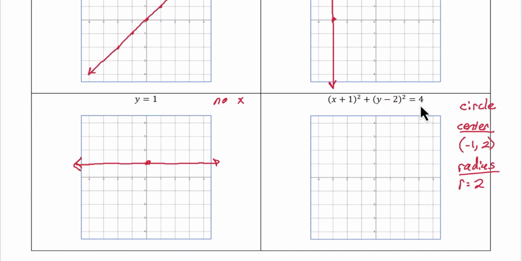To graph this, we'll start by plotting the center, negative 1, 2. And then we'll just go up, down, left, right, 2 units for the radius. And from here, we can just play connect the dots and try to draw a smooth curve. Not too bad. Doesn't have to be perfect. We have the circle now.